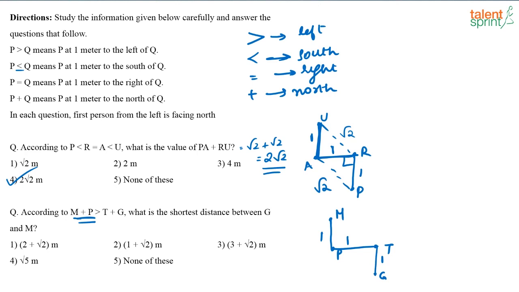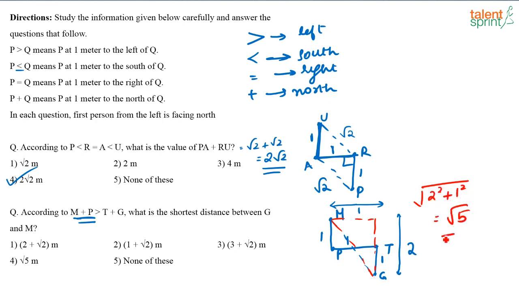Now what is the question? What is the shortest distance between G and M? You have to find out this distance. So what is this length? Actually this length is 1 plus 1, that is 2, and this length between these two is 1. So what should you do? So it's like a right angle triangle, right? See, you have to find out the hypotenuse here. You know this length is 2 and this length is 1. So what should you do? You should do root of 2 squared plus 1 squared, which is equal to root of 5.